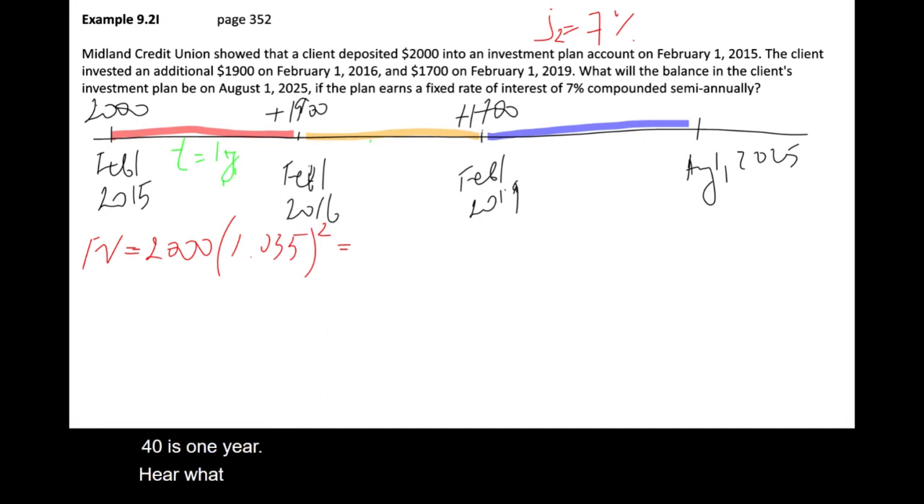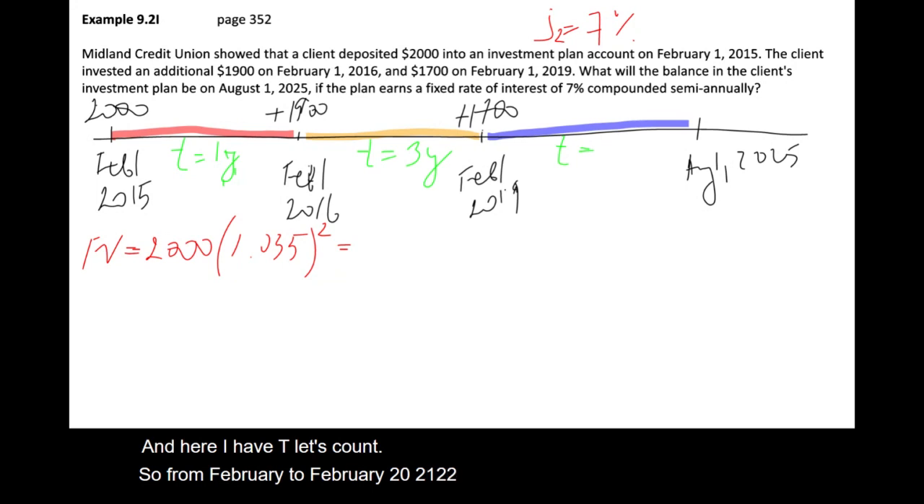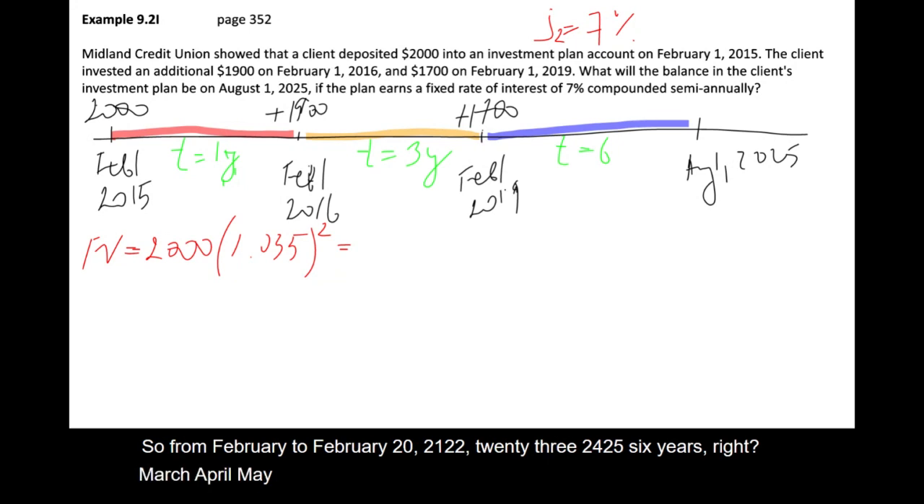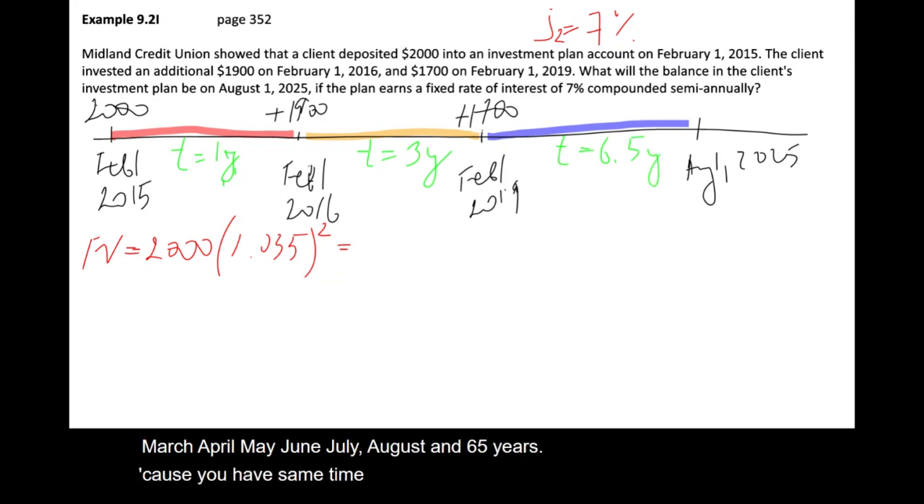Here what we have, t, 17, 18, 19, 3 years. And here I have t, let's count. So from February to February, 20, 21, 22, 23, 24, 25, 6 years, right? Now March, April, May, June, July, August, and 6.5 years. Guys, do you have same time intervals?